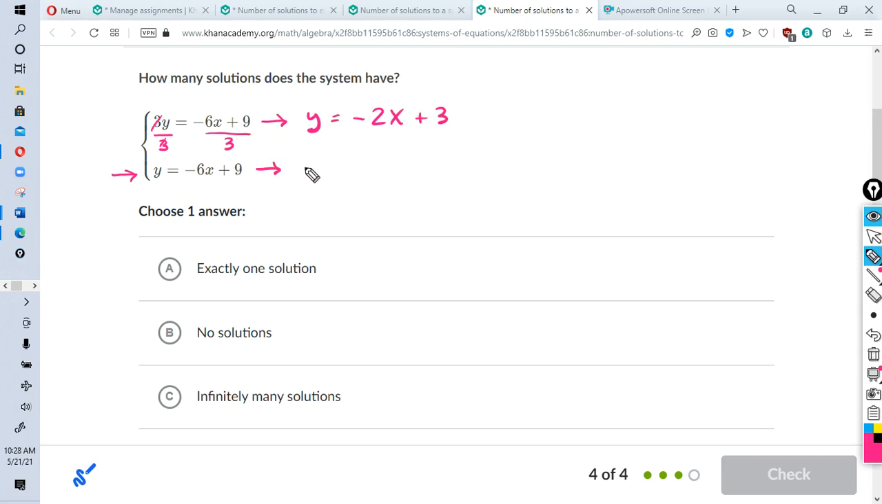And just rewriting the bottom, y equals negative 6x plus 9. What are the slopes? We have a negative 2 and a negative 6. What happens when you have different slopes? The lines are going to intersect if you have different slopes. They have to. So it's going to be one solution because different slopes.